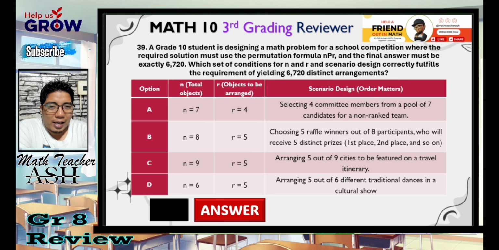Option A, n is 7, r is 4. B, n is 8, r is 5. C, n is 9, r is 5. Or D, n is 6, r is 5. I'll give you 5 seconds to think about your answer.